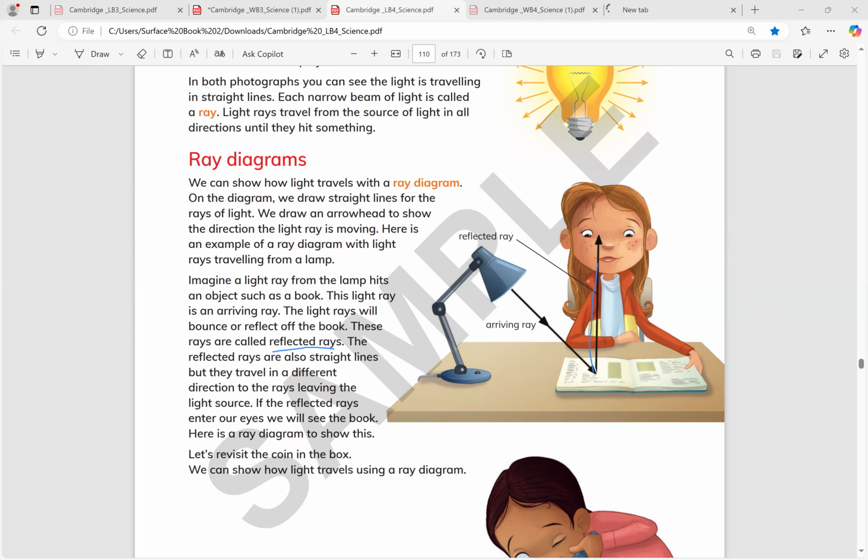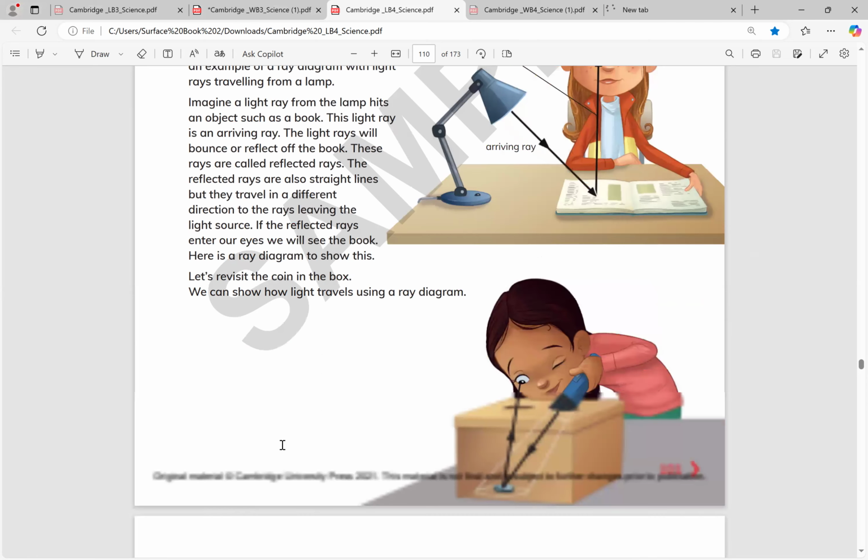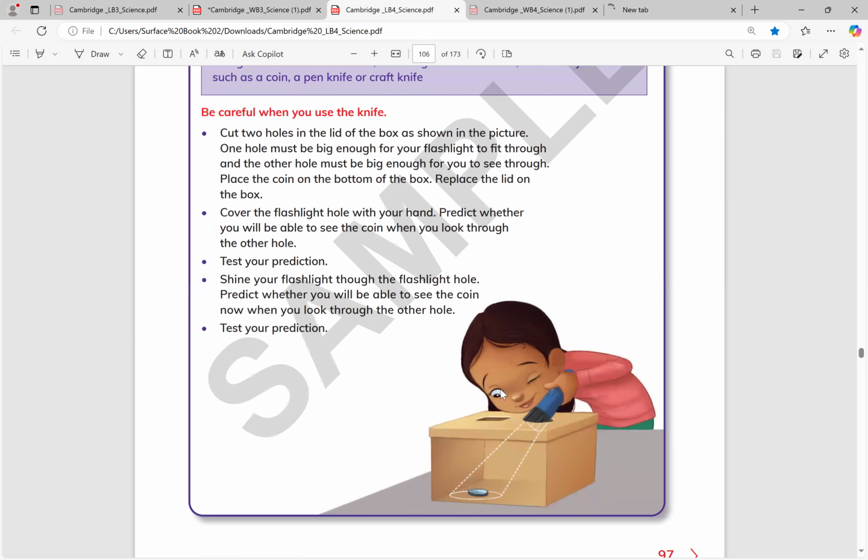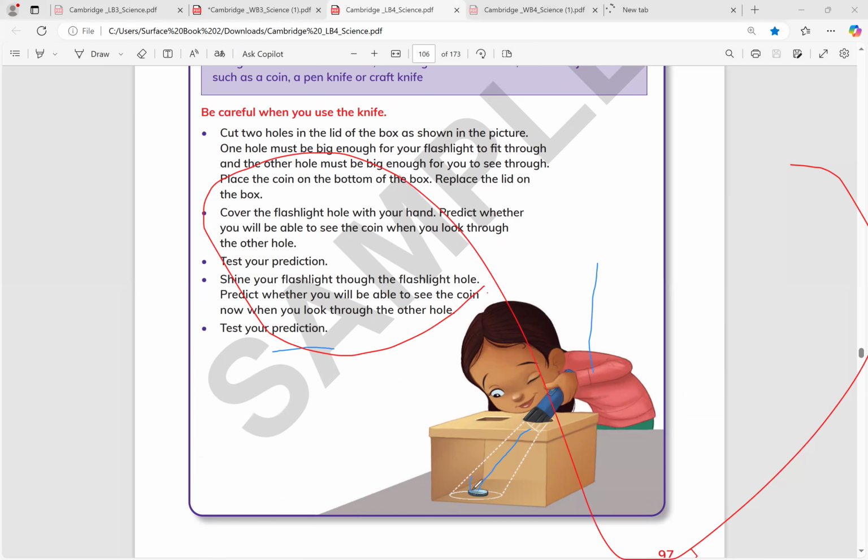So now let's revisit this model. Can anybody tell me how does the light move here? I'll give you guys a hint. The first part is from here to here. Now, can anybody tell me the second part? Can anybody draw me the second part? Anybody willing to draw me the second part of this image?